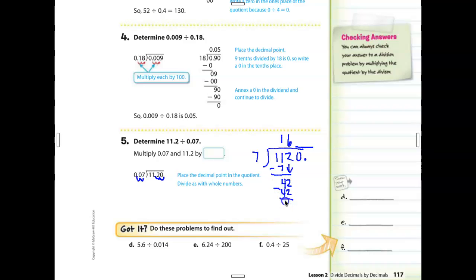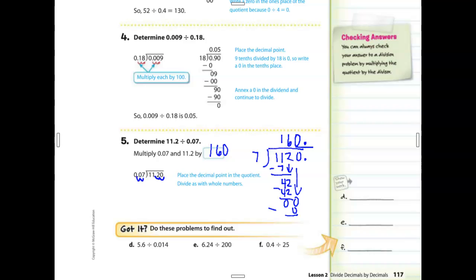Now, this is where some of us make a mistake. We're like, oh, we're done. But don't forget, the decimal point is over here now, and there is nothing there. So we still have to continue by dropping down the 0. What times 7 equals 0? And that is 0. Now we are finished because we've reached this decimal point. So the answer is going to be 160.